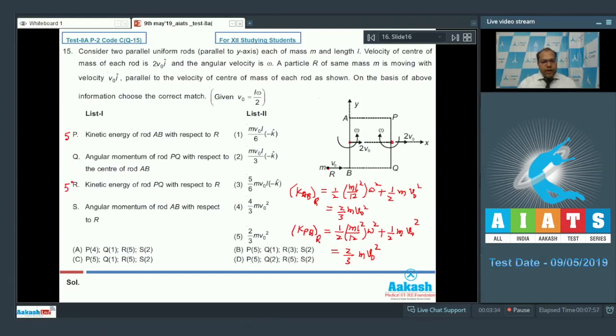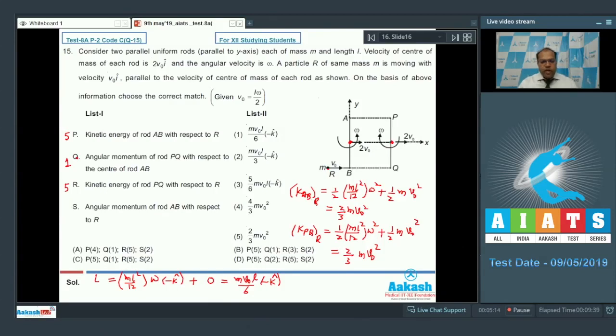Let's check entry Q. Angular momentum of rod PQ with respect to the center of rod AB. So we have to find the angular momentum of this rod with respect to the center of rod AB. Angular momentum of rod PQ can be written as I ω plus the angular momentum of the center of mass with respect to the frame of reference. I is mL²/12 into ω, and the sense of rotation of rod PQ is clockwise, so minus k̂, plus the velocity of this center with respect to this center is 0, so their angular momentum is 0. If I solve this, it comes out to be m v₀ L/6 into minus k̂. So the correct matching would be 1.